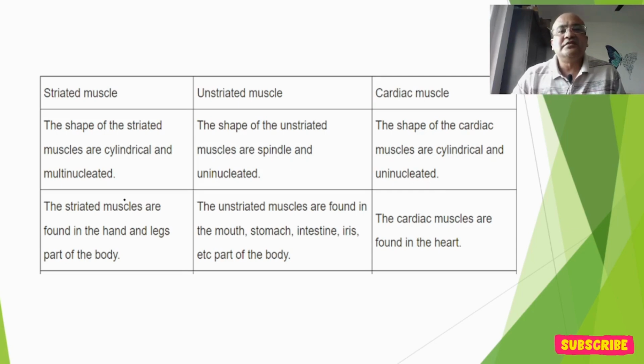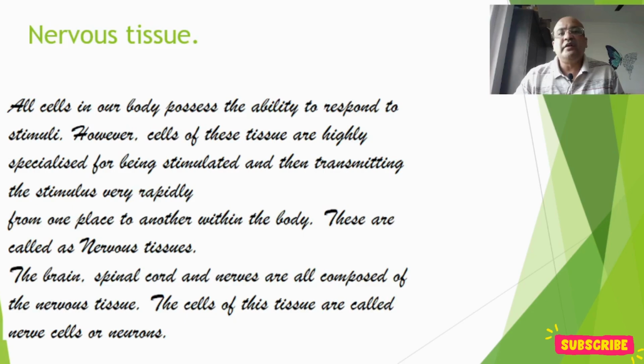Then the striated muscles are found in the body parts where movements are done. Unstriated muscles are found where the movement is not under our control: intestine, iris, stomach parts. And the cardiac muscles are found where? In the heart. Now let's go to a very important kind of tissue, which is called nervous tissue.